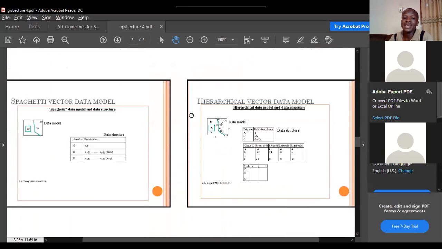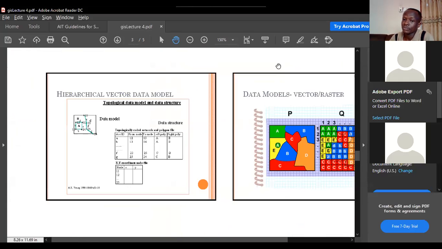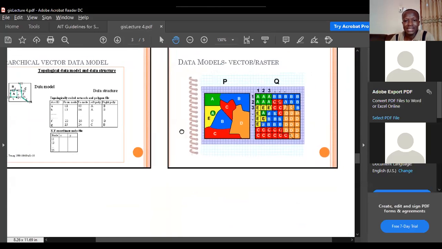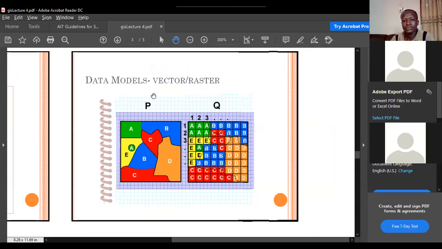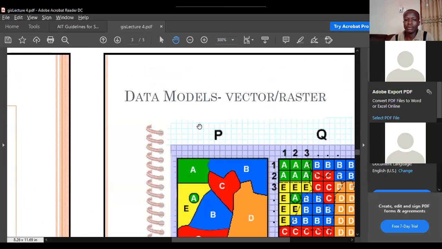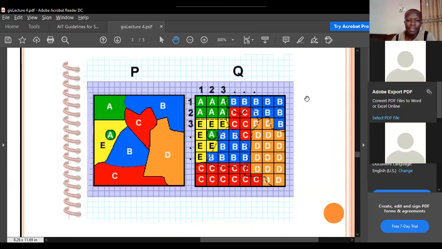Okay, so topology is consistent or analogous to the vector model, because we talk about connectivity, which is lines. Arc nodes are points. So that is basically it. Now here I'm talking more about raster and vector. So the right and the left image, one of them is raster, the other is vector.